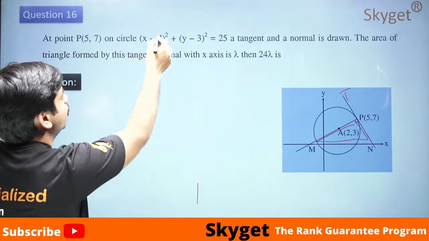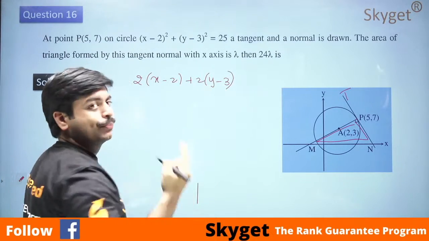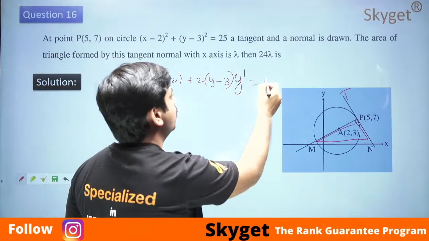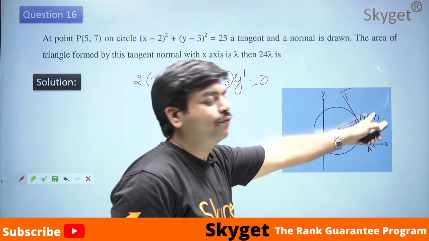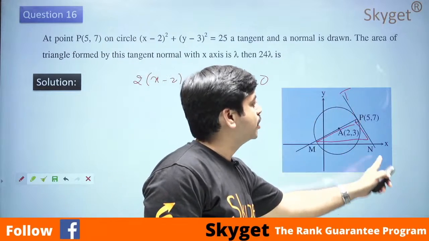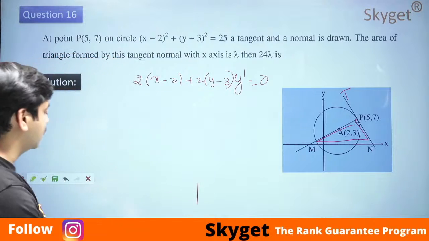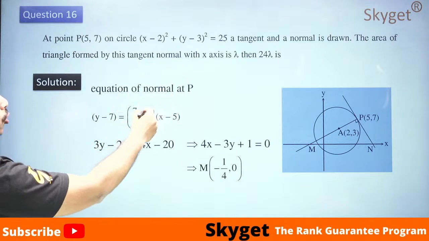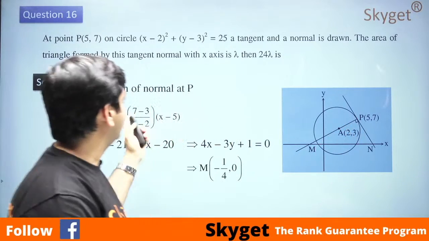If you go for that, 2 times x minus 2 plus 2 times y minus 3 into the y derivative, which is y dash, meaning dy by dx, equals 0. So from here we will get y dash, the slope of the tangent, and at point 5 comma 7 you can find the y dash value. Once you get this, you can find the normal equation, and you can get the points to find the area of the triangle. Very simple. Just dy by dx will give you the slope of the tangent. Once you find the slope, it will be 7 minus 3 by 5 minus 2, and the remaining things will follow here.